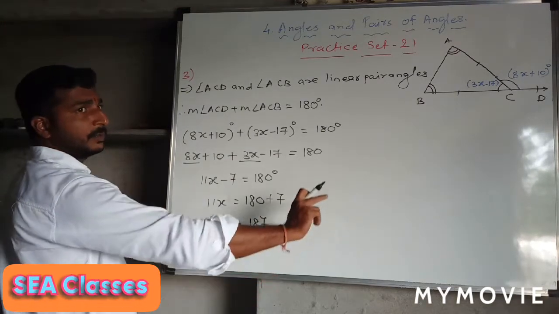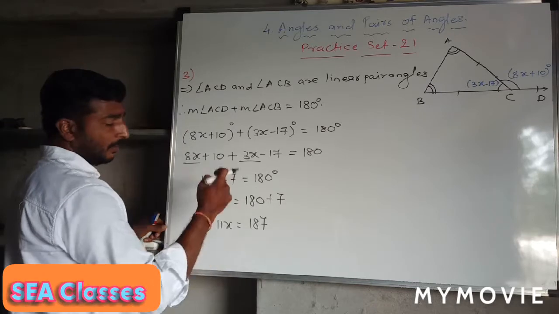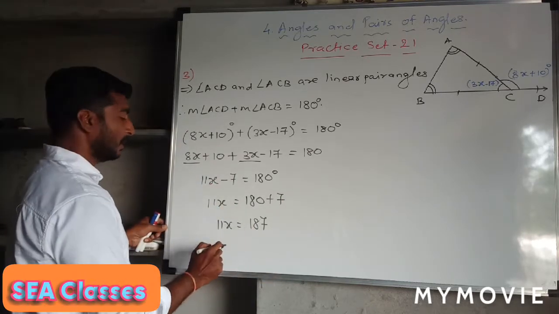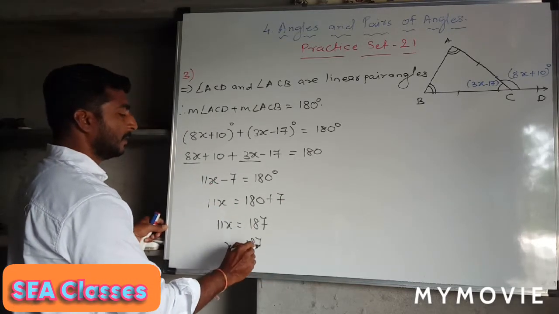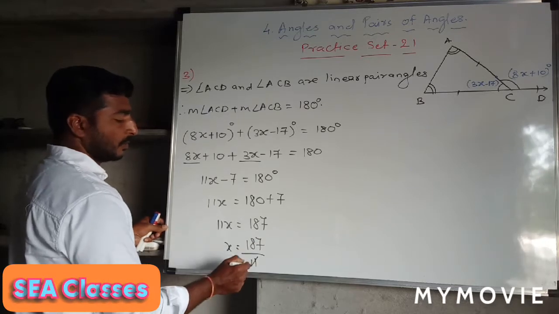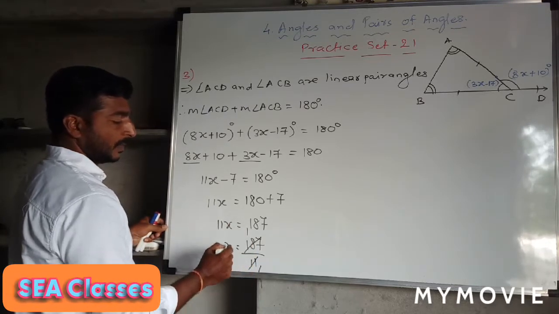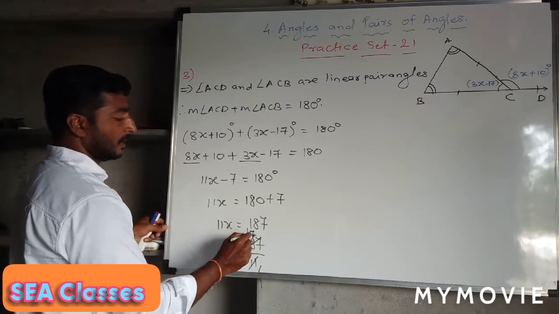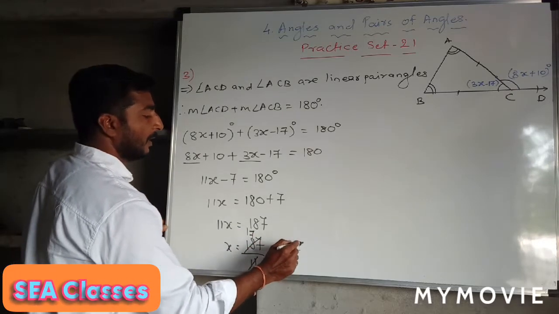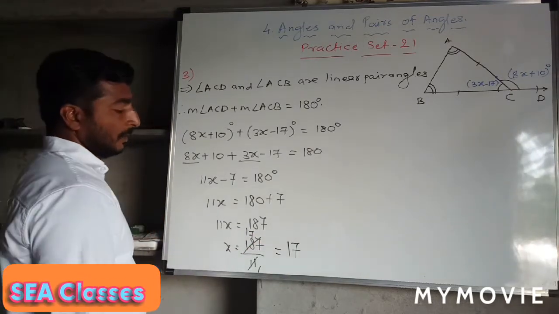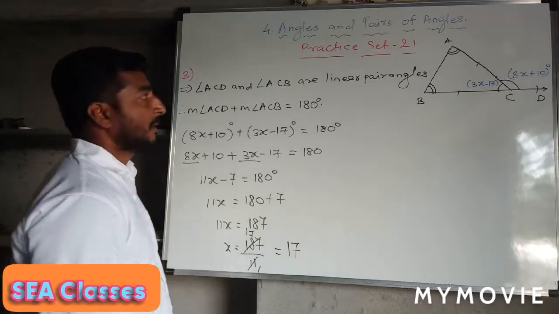Now this 11 you will send to the right side. It is multiplying the x, so it will go there and divide 187. So x will be equal to 187 divided by 11. So 11 ones are 11, and 11 ones are 11, so what will remain? 77. 11 sevens are 77. So x will be equal to 17. So the value of x you got is 17.